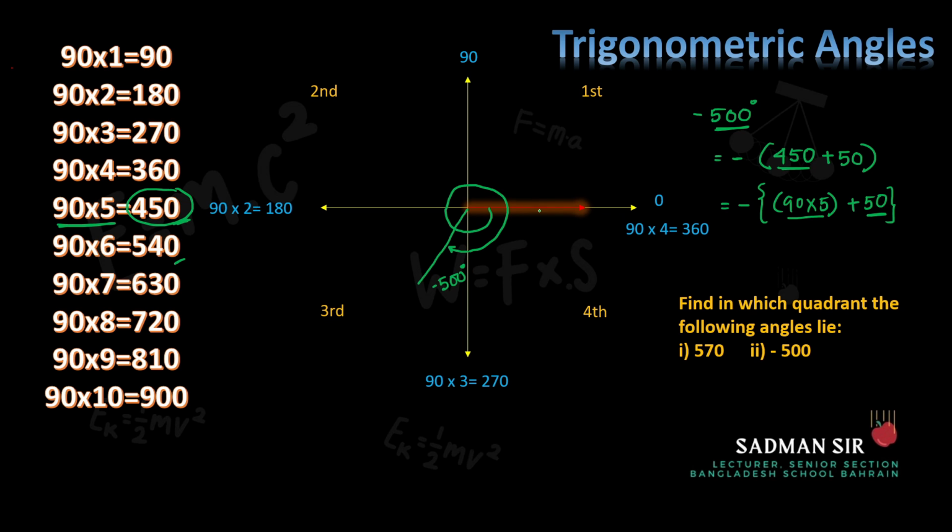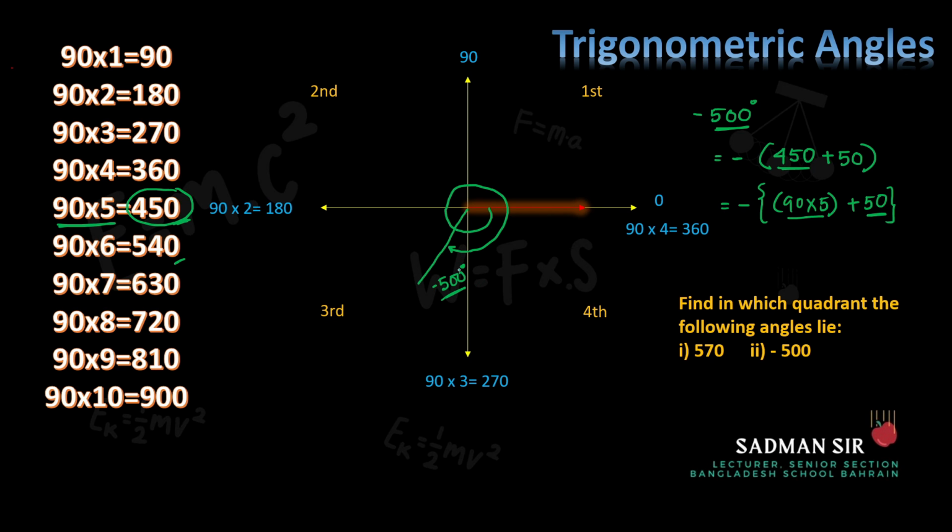Again, to get full marks you must show this diagram and then you need to show this calculation too. Okay, and this sign especially needs to be there. It will show how much complete rotation you have done and then how long you went further. Okay, so this is the way to solve the problems regarding the trigonometric angles.